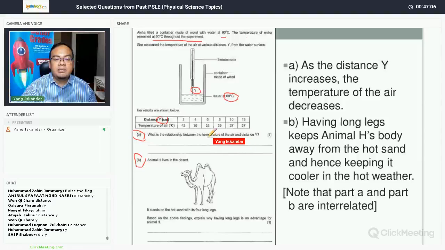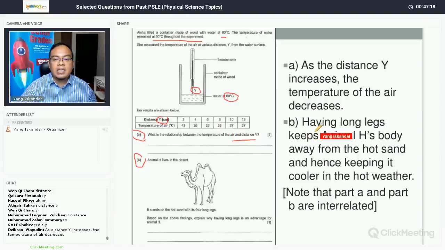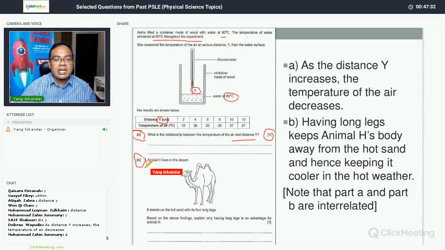So what is the relationship between the temperature of the air and distance y? This is easy. This is what we call a relationship question. So as the distance y increases, the temperature of the air decreases, right? So this is very easy, a 1-mark giveaway question. So what I want you to learn from this question is that part A and part B are interrelated. This is what I want you to know.